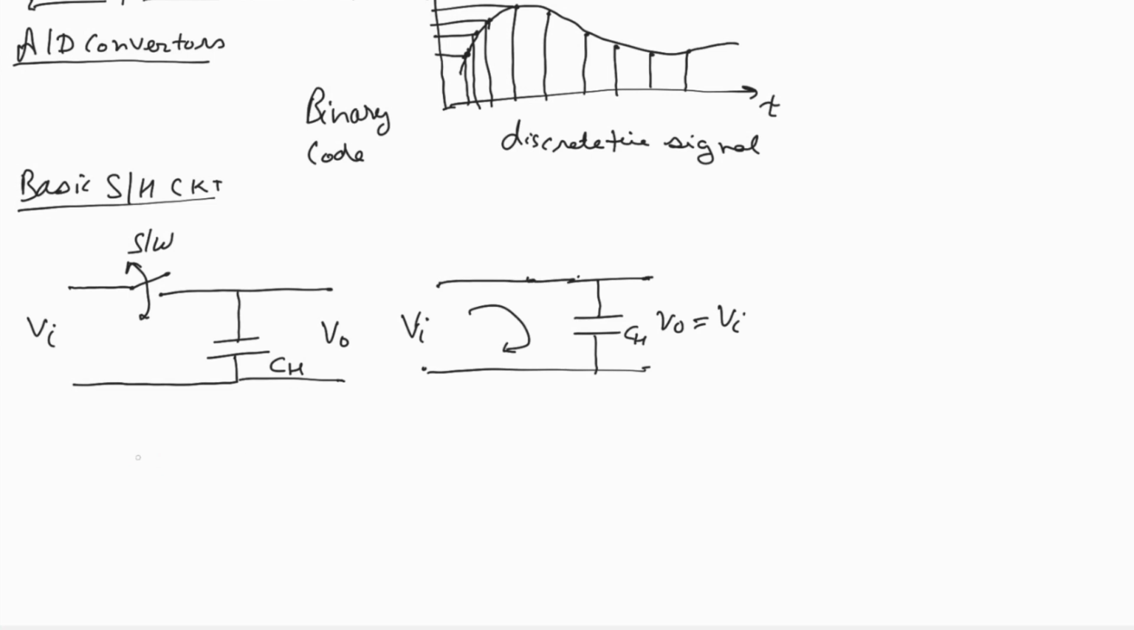In this mode it is also called tracking mode. And when the switch is open, whatever the value of the voltage was when the switch was closed, it holds that value, and even if our input changes, the output will remain at that particular instant's value. Let's say the voltage was V1 at the moment we opened the switch, so it will hold that value.